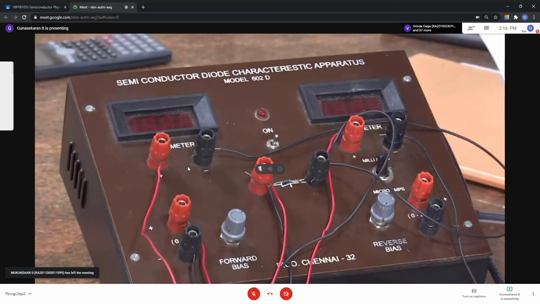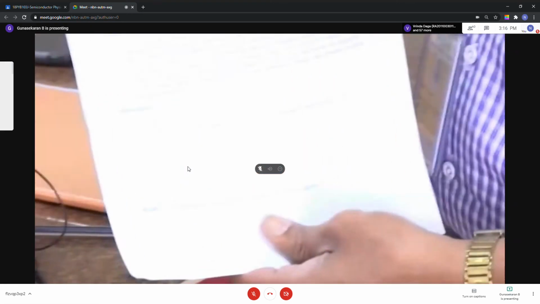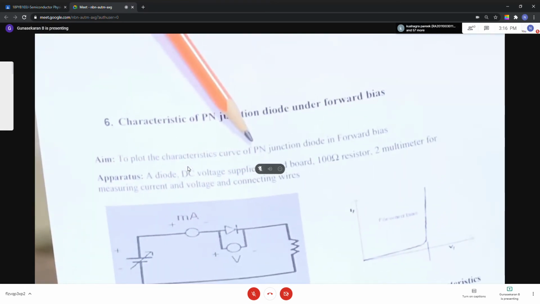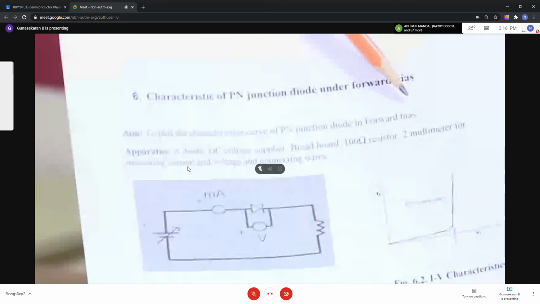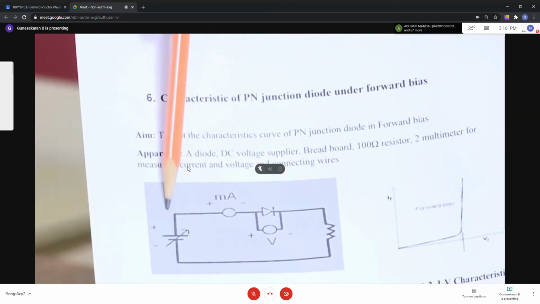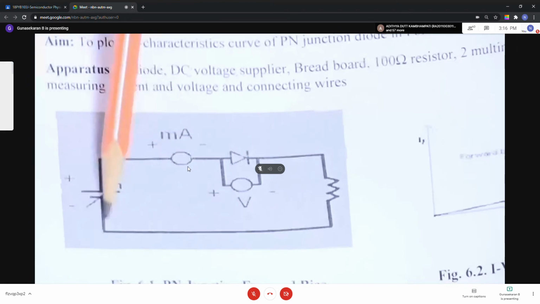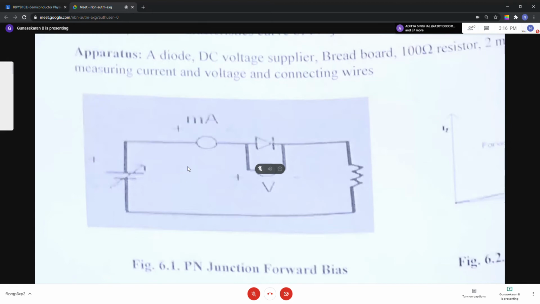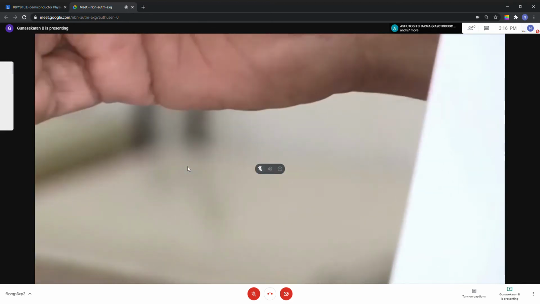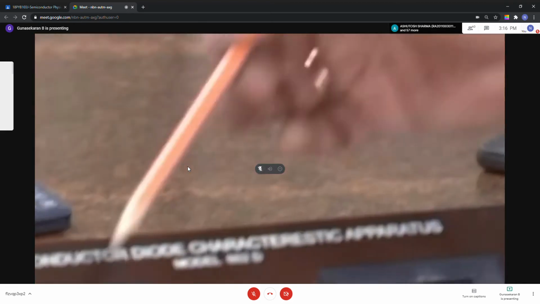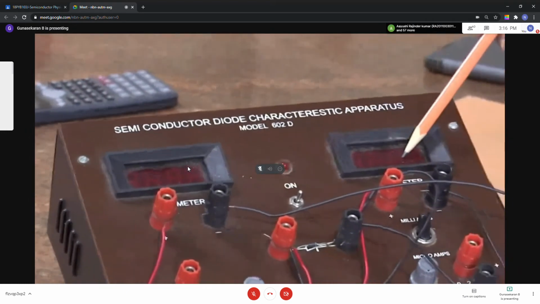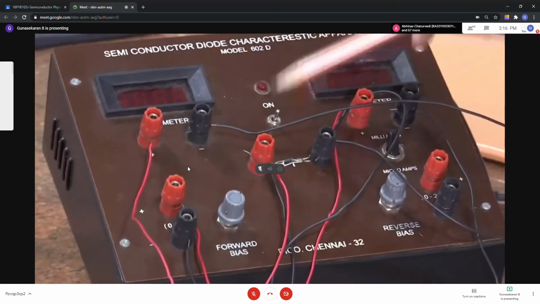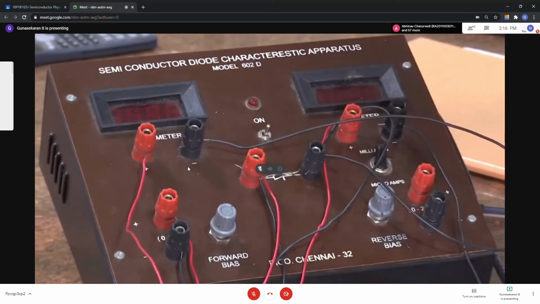What are the characteristics of PN junction diode under the forward biasing? What is the aim? To plot the characteristics curve of PN junction diode in forward bias. What is a forward bias? The positive terminal is connected to the diode positive, and the negative terminal is connected to the diode negative. This is a forward bias circuit diagram. The forward bias circuit diagram consists of following apparatus. It is a voltmeter, it is a ammeter, it is a forward bias terminal input voltage, it is a regulator voltage regulator. This is a PN junction diode.